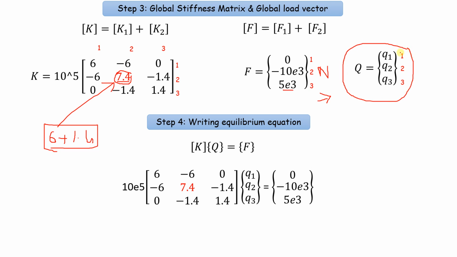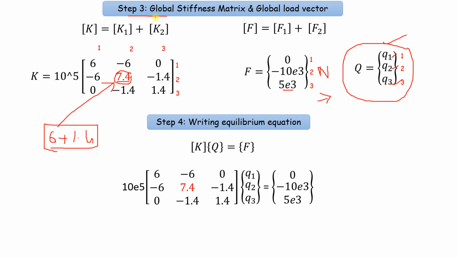And this is your global displacement vector, how it is written. Since there are three nodes, Q1, Q2 and Q3. So this is our global stiffness matrix, global load vector and global displacement vector. This is your step 3.